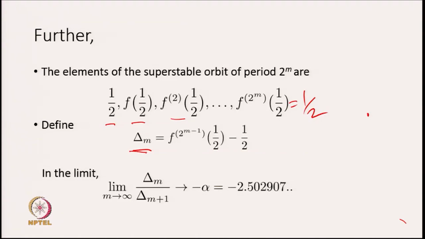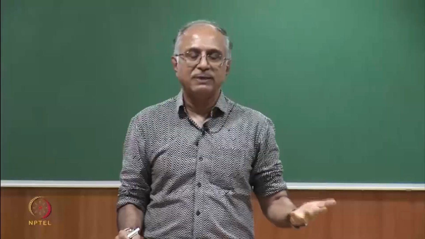And in the limit, d m divided by d m plus 1, these points also get closer and closer together. They flip from side to side, and as m goes to infinity, this reaches the ratio of minus alpha, which is minus 2.5029, etc., which is the same quantity that we discovered in the doubling transformation.